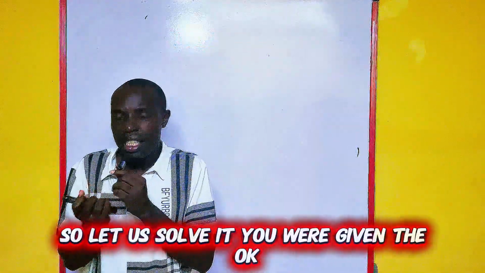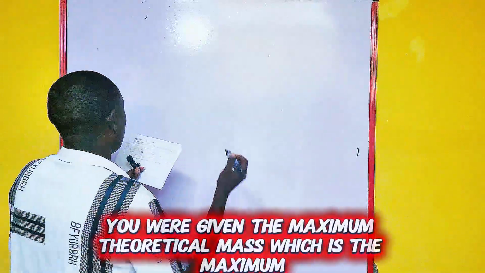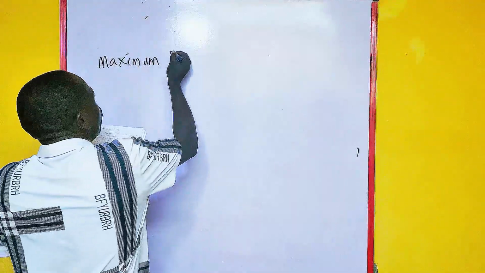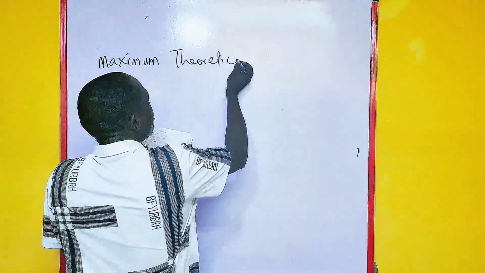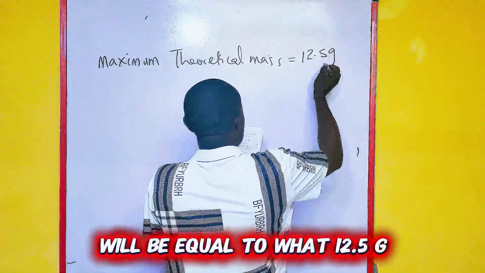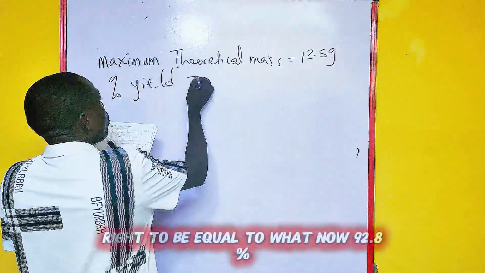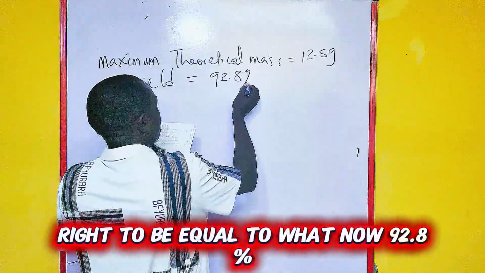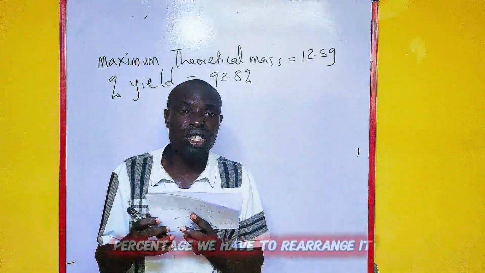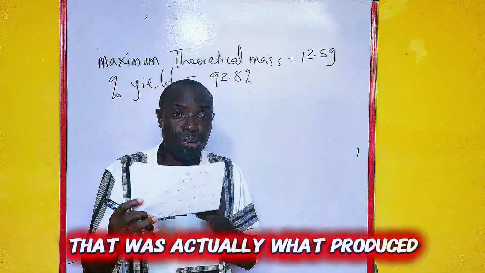You are given the maximum theoretical mass, which will be equal to 12.5 gram. And you're given the percentage yield to be 92.8%. Actually very simple. So now from the formula of the percentage yield, we have to rearrange it because we are looking for the mass of the salt that was actually produced.